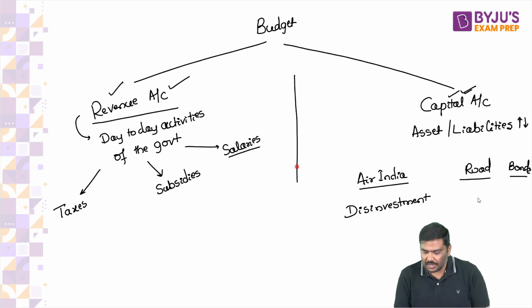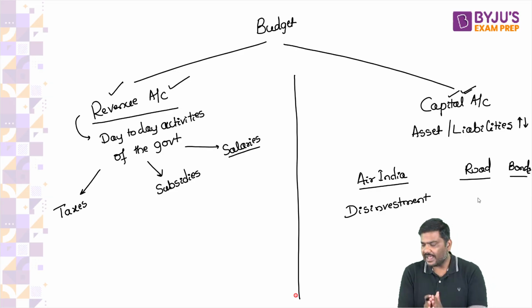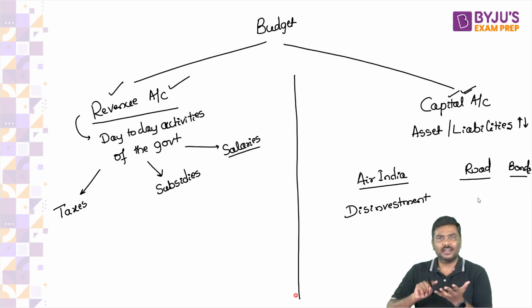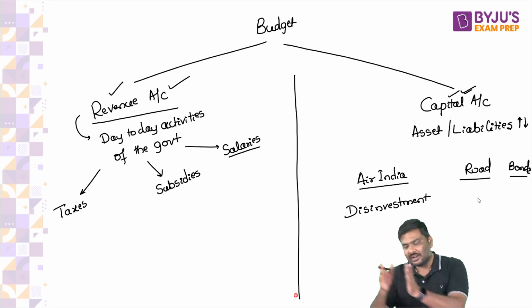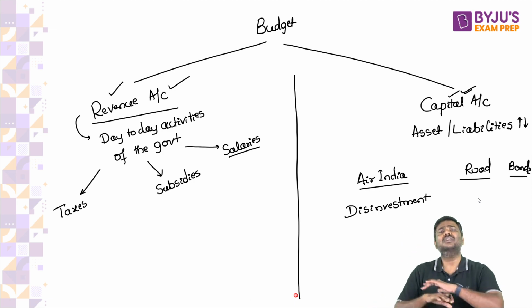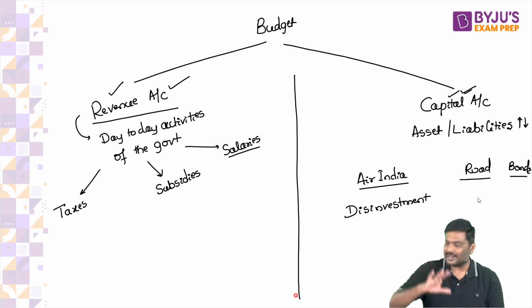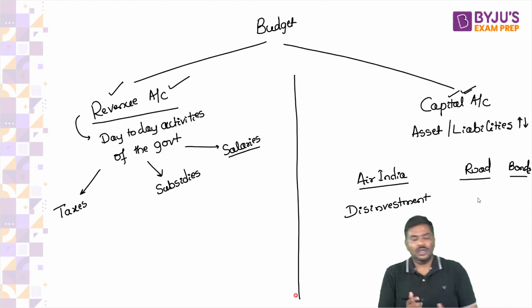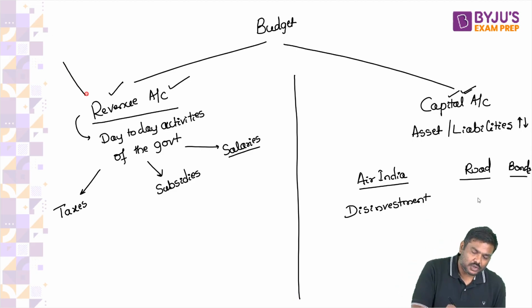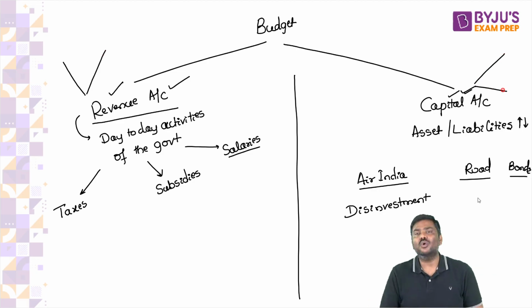Now I'll go forward. Please understand, do not complicate it. Keep it always simple. Basic idea is any transaction that will either increase or decrease the asset or liabilities of government will keep it under the capital account. And if it is not going to change any liability or asset of Government of India, will keep it under the revenue account. Now revenue account will be further divided into two accounts. Capital will be further divided into two accounts.